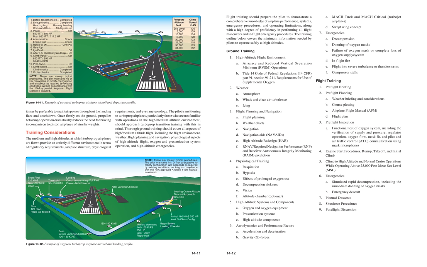4. Physiological training. A. Respiration. B. Hypoxia. C. Effects of prolonged oxygen use. D. Decompression sickness. E. Vision. F. Altitude chamber, optional. 5. High altitude systems and components. A. Oxygen and oxygen equipment. B. Pressurization systems. C. High altitude components. 6. Aerodynamics and performance factors. A. Acceleration and deceleration. B. Gravity, G, forces.